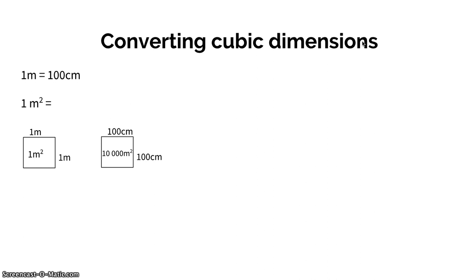And it is 10,000 centimeters squared. I'll have to change that typo. So we now know that 1 meter squared equals 10,000 centimeters squared.